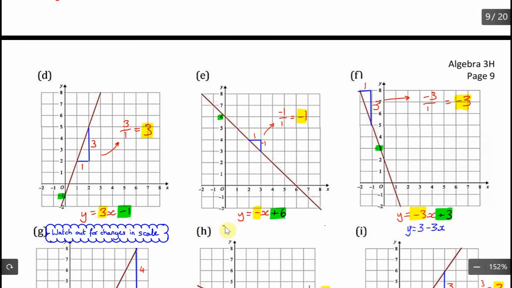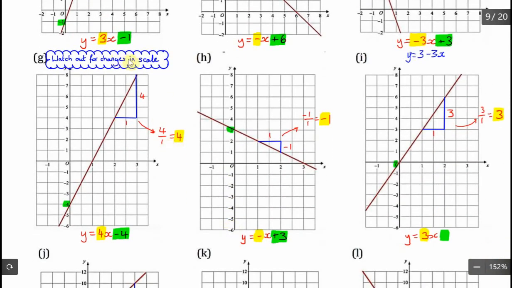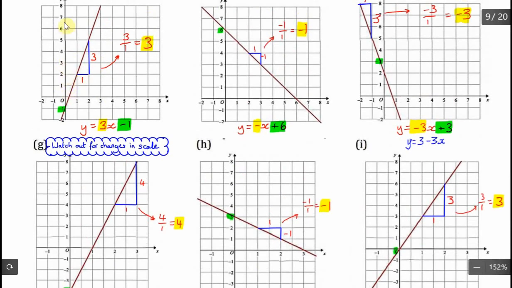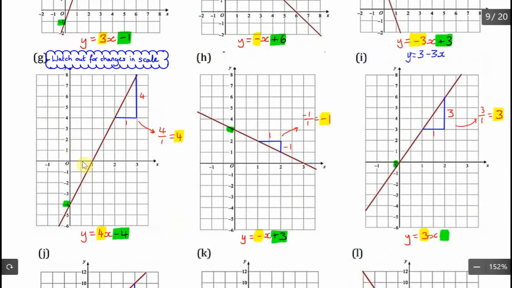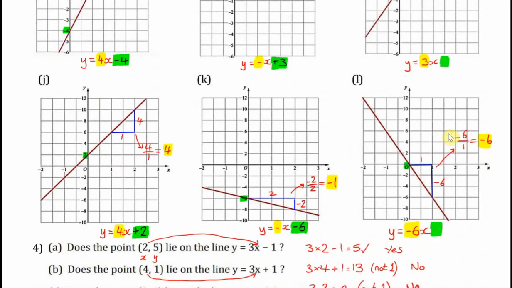Okay, let's have a look at the ones below. So you've just got to watch out for the changes in scale on these questions. On the previous ones, every square was worth a number, but not on these ones. We've got 2 squares per every number on the x-axis. So there's the answers to that question. Just read the numbers on the scale rather than counting squares. Very important. And there's the final set of answers for that question.